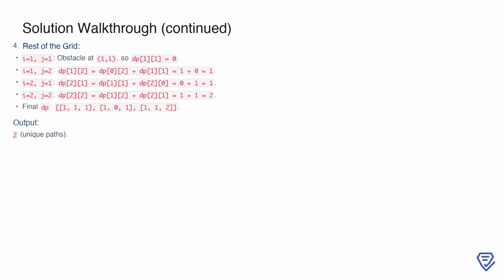At DP[1][2], the value is 1 since the obstacle at (1,1) prevents any contribution from the left. Similarly, at DP[2][1], the value is 1 because no paths come from above due to the obstacle. Finally, at DP[2][2], the value is 2, which represents the total number of unique paths to the bottom right corner. The obstacle has effectively reduced the possible paths, leaving us with an output of 2.